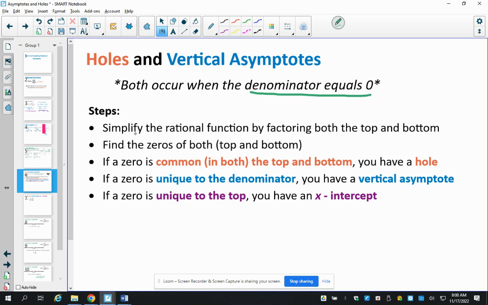So first thing we're going to do is simplify the rational function by factoring both the top and bottom. Then you're going to find the zeros of both the top and bottom. Now, any zeros that are in common with both are going to give you a hole. Any that are only in the denominator are going to give you a vertical asymptote. And any that are only in the top are going to be an x-intercept. Okay, so factor top and bottom, find the zeros. Then we're going to see if they're common to both or unique to one.